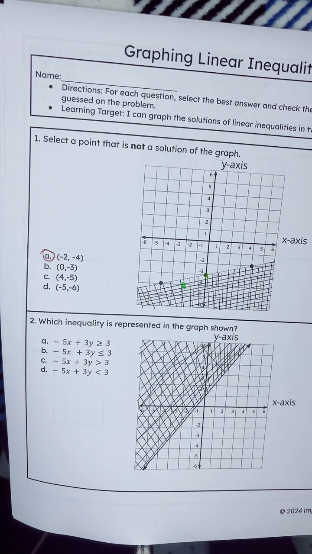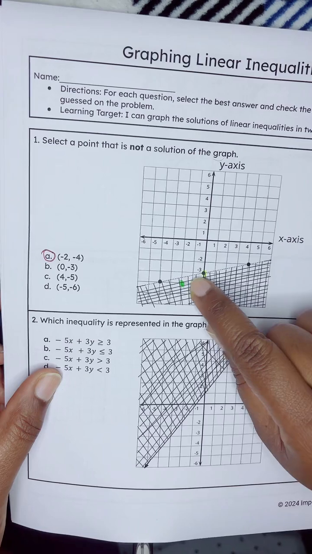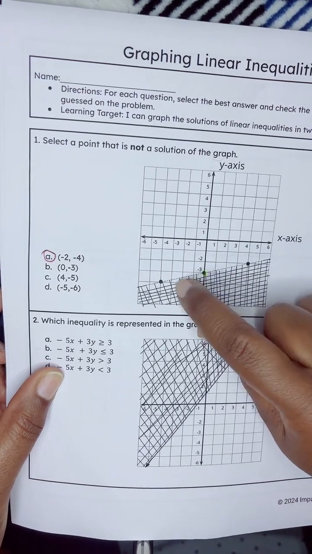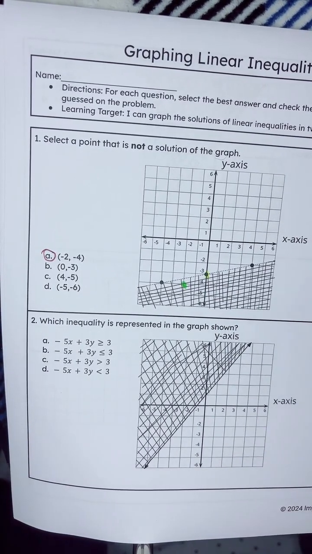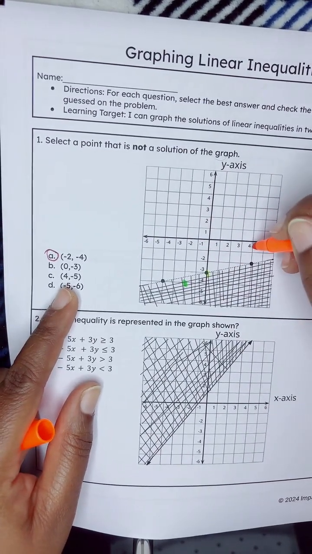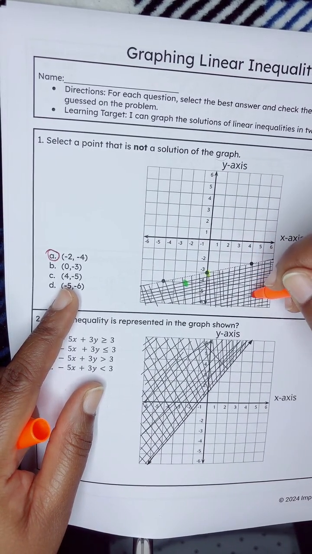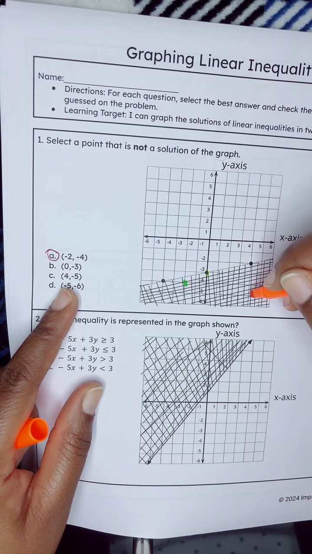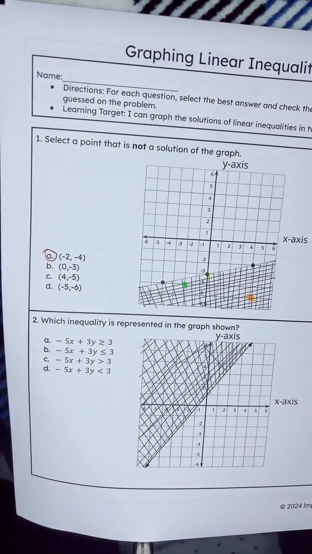Savannah said, I don't get it. Okay, so this is a dotted line, and if you have a point on a dotted line, that means it's not included. So let's look at the other points. Remember X is always first: 4, and then we drop down to -5. Oh, this got to be a select all. I got to fix this. So 4, -5 is also in the shaded region.